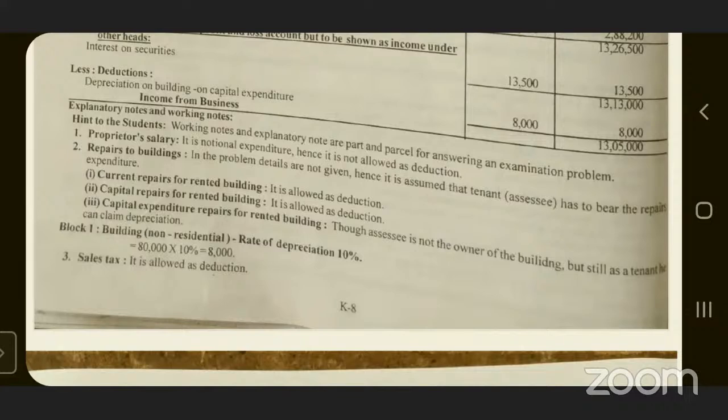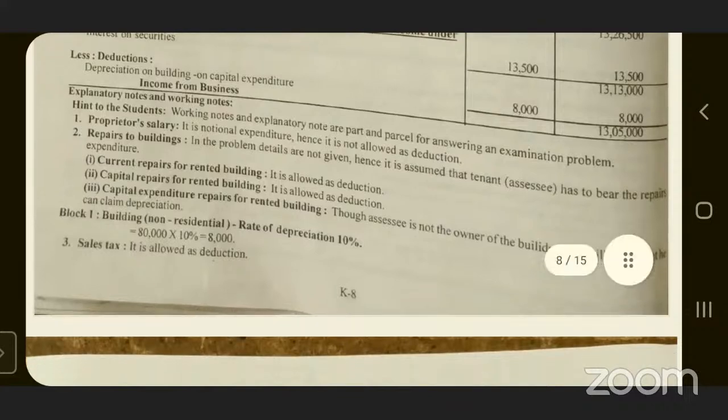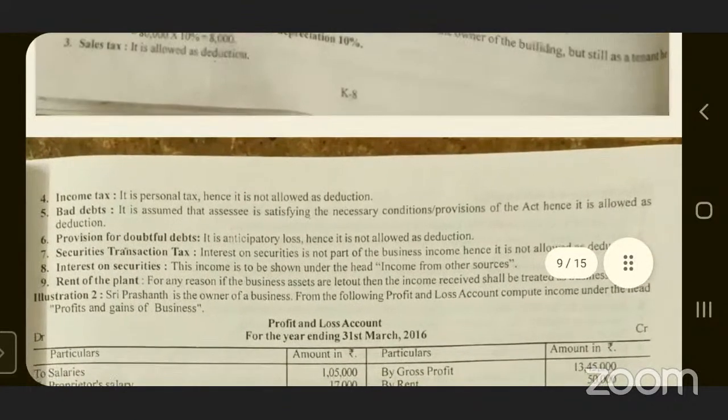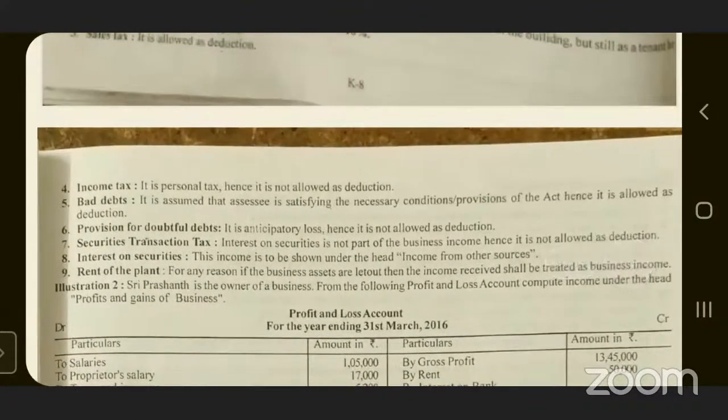Regarding sales tax, it is a part of business expenditure. That is why it is allowed as deduction. But whereas income tax, we can declare it as a personal item, personal tax. Next, coming to the point of bad debts, up to a certain limit, it will be allowed as admissible expenditure. But whereas provision for doubtful debts, which is meant for anticipatory loss for the purpose of future, will not be allowed as deduction.